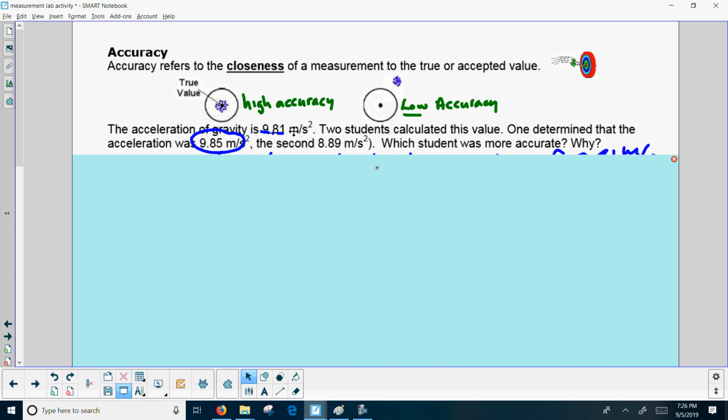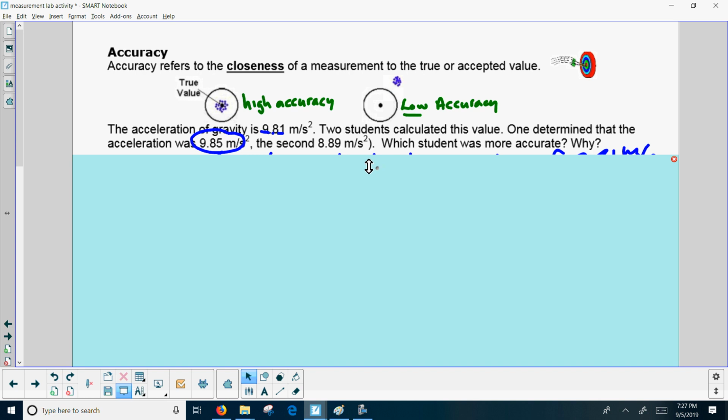Well, two students did a measurement. One did a measurement at 9.85 meters per second squared, the other one 8.89 meters per second squared. Who has a better measurement? Well, whoever is closest to the true value. So the first student had a much, much better quality measurement because their measurement was much closer to the true value. It was much, much more accurate.